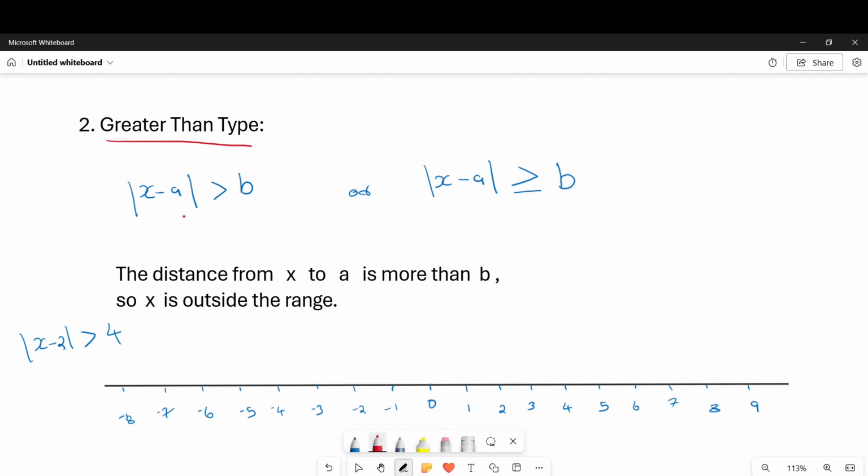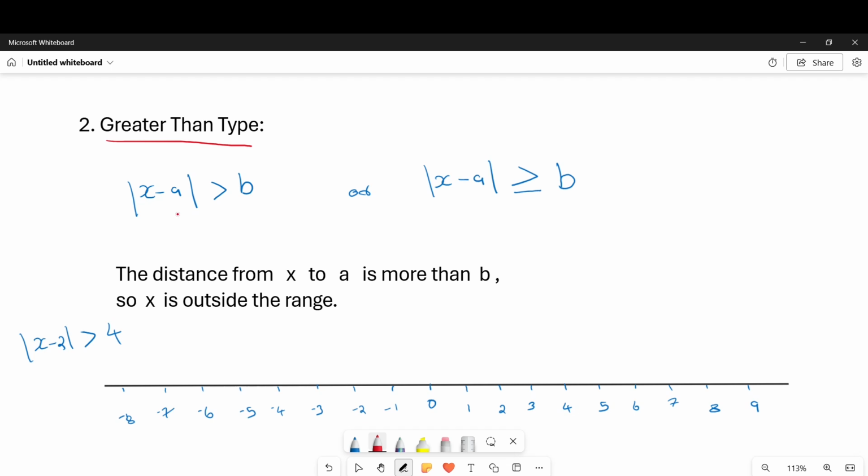Okay, the next type is the greater than type. Here we have the absolute value of x minus a greater than b, or greater than or equal to b. In this case, notice the sign is the greater than symbol. The meaning of this symbol is that the distance from x to a is more than b. In the previous example, it was less than b; here it is more than b. So x is outside the range. x does not lie in the range, it's outside the range, because we are talking about values more than a specific value. How do we solve in this case? There is no special easy method. We can solve as usual. How do we solve?